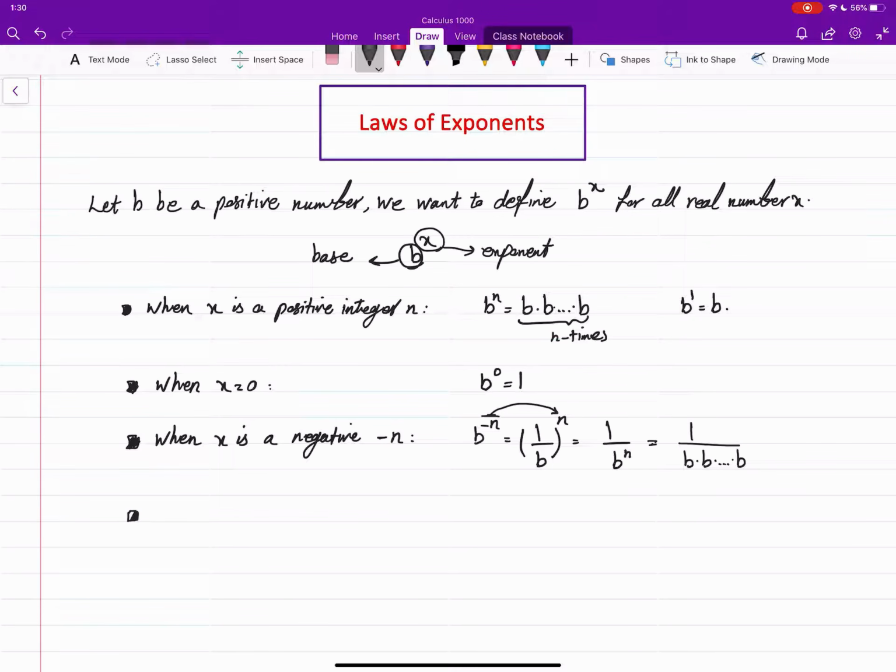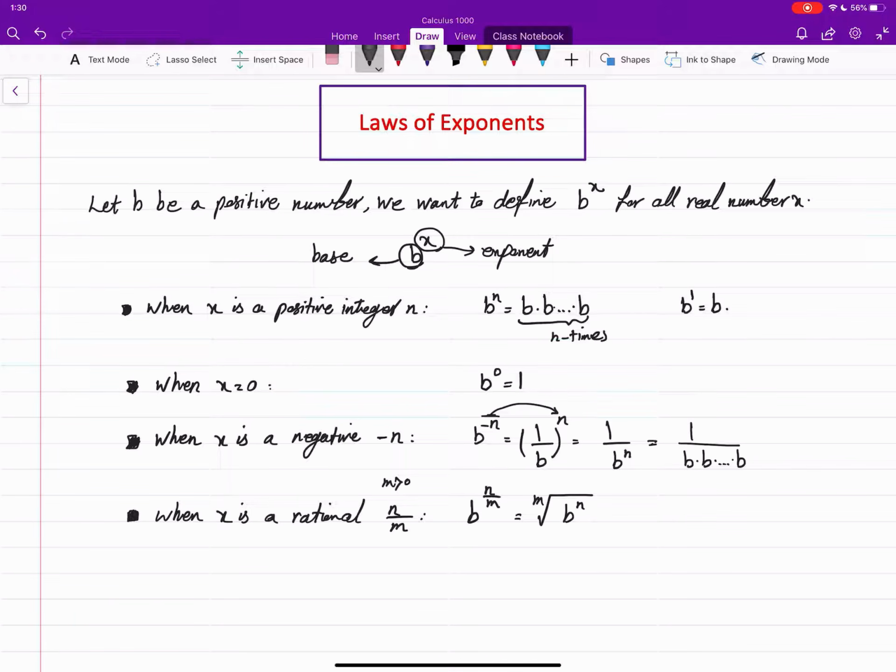Well, we can go a little bit further, and find the power when x is a rational number. Rational numbers are numbers that you can write as fractions of two integers. So b to the power n over m. What does that mean? We are assuming here that m is positive. If the denominator is positive, then we can write this as the mth root of b to the power n.